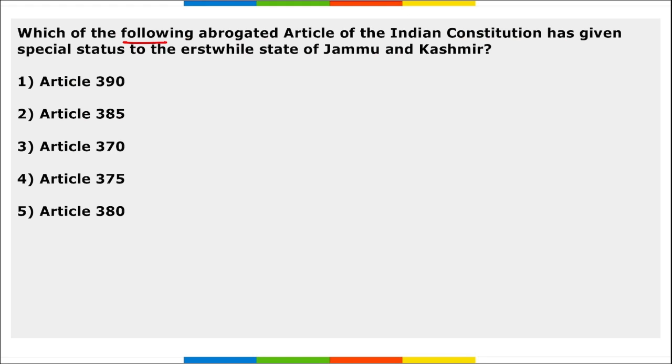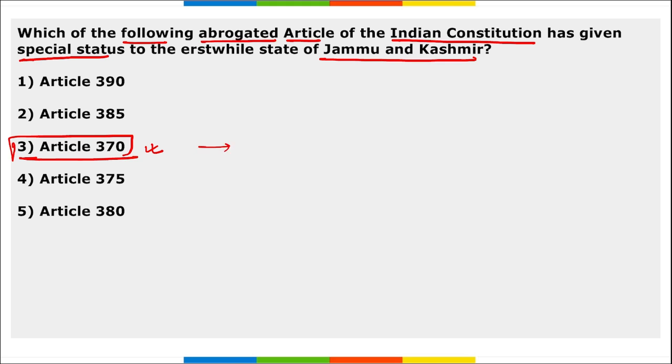Next, which of the following abrogated articles of the Indian Constitution had given special status to the state of Jammu and Kashmir? We all know recently this article was removed. It is Article 370, right? And the Supreme Court of India upheld the abrogation of Article 370 by Presidential order, and it was on 5th of August. You should definitely know the date, in 2019.